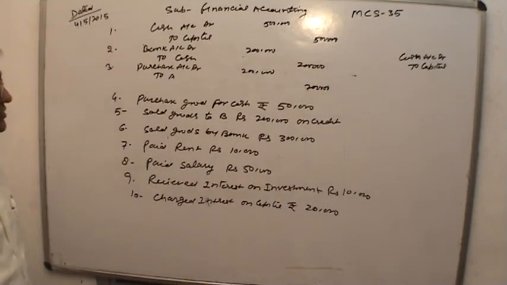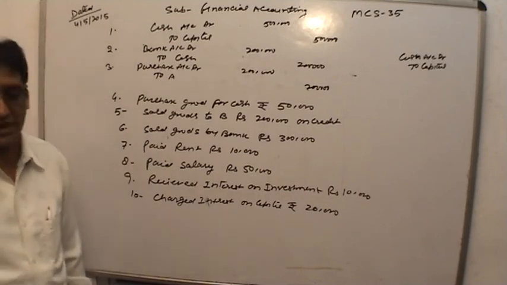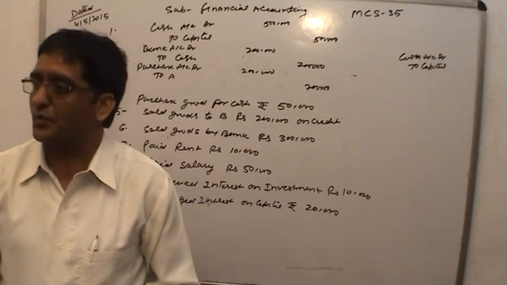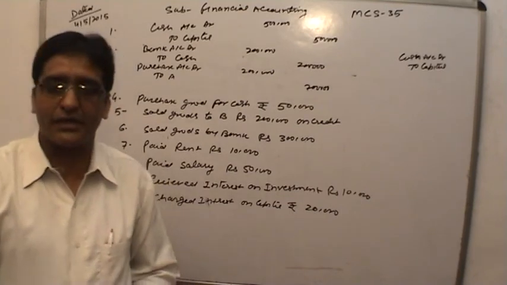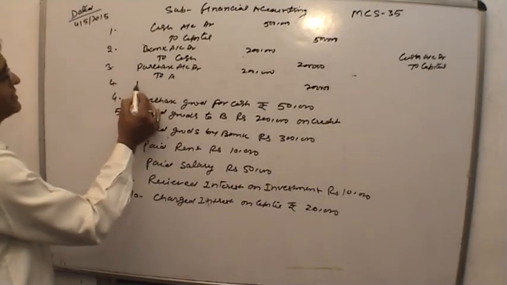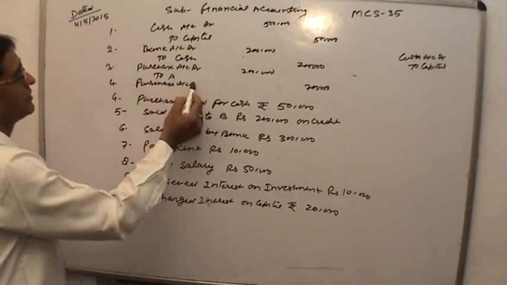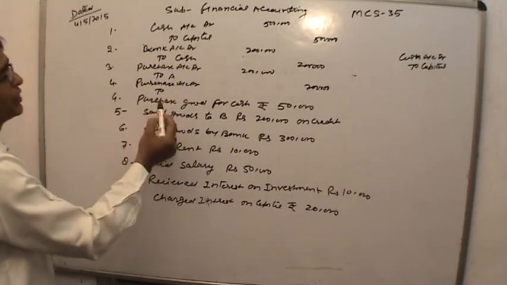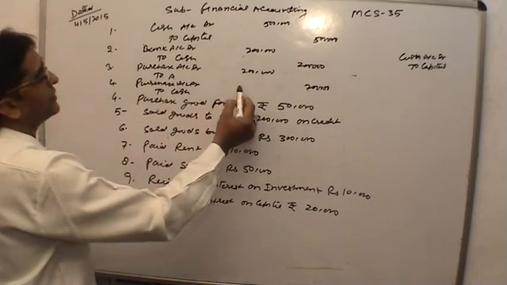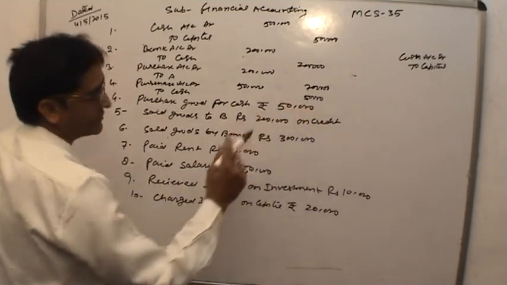Then the fourth transaction, purchase goods for cash rupees 50,000. You have purchased the goods and paid the money. So you have given the money to the shopkeeper or supplier and received the goods. So debit the receiver, purchase account debit, and credit what goes out, cash goes out. So to cash by rupees 50,000 and 50,000.